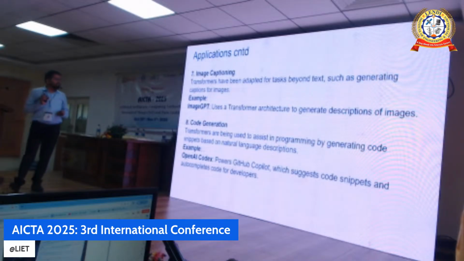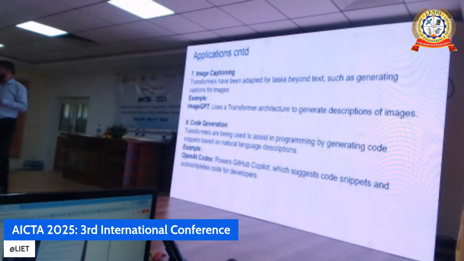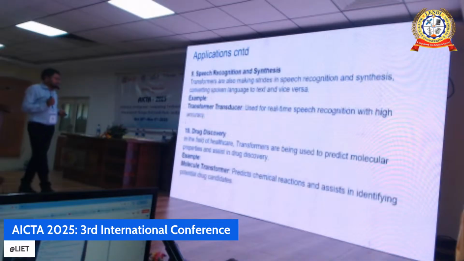Image captioning, Image GPT is there. OpenAI Codex for code generation. The model itself can generate code, right? Yeah. Next.